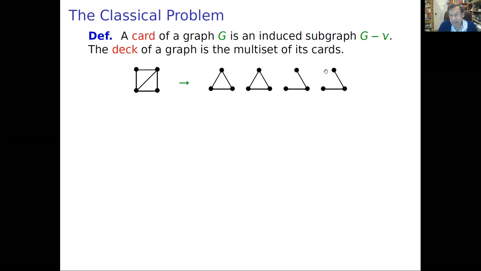On the other hand, if someone gives you these 4 induced subgraphs, you can reconstruct what this graph was. So how do we do that? Well, look at one of these triangles. We have to add one vertex, and by symmetry, the only question is how many vertices we should make it adjacent to. Well, since we have another triangle, we have to make it adjacent to at least 2 of these vertices. And on the other hand, since we have an induced subgraph like this, we cannot make it adjacent to all 3. So this deck determines this graph.